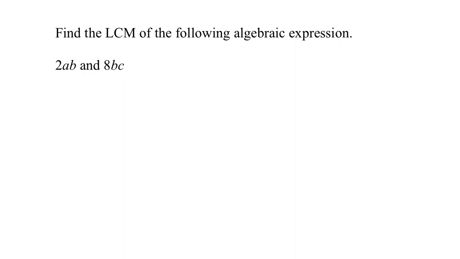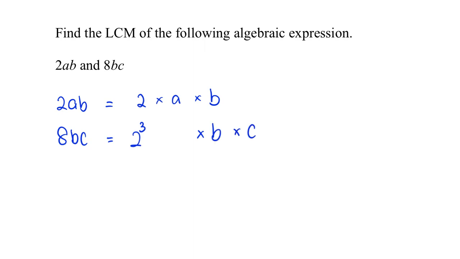Hello everyone, welcome to this video where we are required to find the LCM of the following. So I'm going to express the two numbers as their prime factors for the coefficient and separately as their variable. So 2ab is equal to 2 times a times b. 8bc is equal to, 8 will be equal to 2 times 2 times 2, 2 power 3, all the prime factors, times b times c.